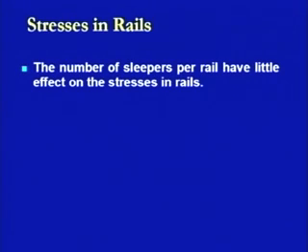In the case of stresses in rails, the very first thing is that there are a number of sleepers provided below every rail length. As defined previously when we discussed the specifications of any permanent way, this is called sleeper density, and it is observed that it has little effect on the stresses in rails. Whatever stresses are caused, they are caused because of the loads applied from the top.